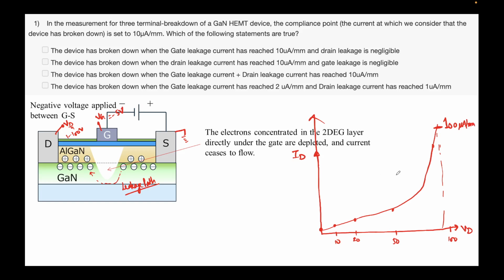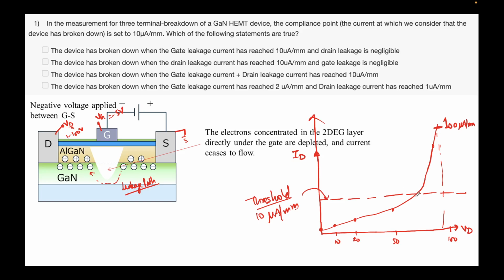So where will the threshold line lie? The threshold line will lie somewhere over here. This is the threshold of 10 microamps per mm. Why did I choose this value? You can choose this arbitrarily. You want 10 microamps per mm, but the question asks that as soon as the drain current crosses this value, I have to say the device is broken down.